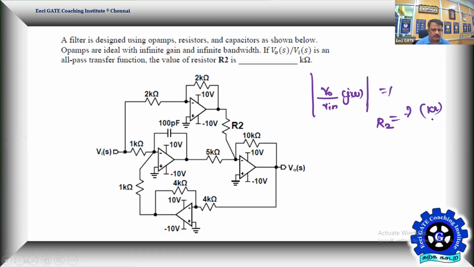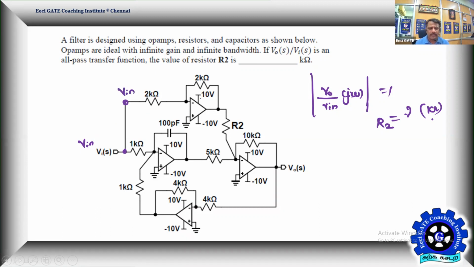So where to begin? So this is Vi. Let us play with the simple things. So this is V in. Let me take V in of S. Play with the V in shortly, and finally we'll make it formally V naught of S by V in of S. So this is V in. Therefore, this is also V in.